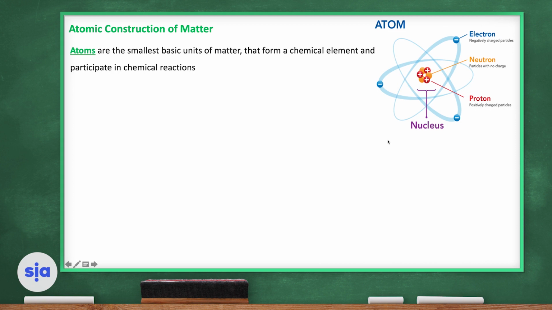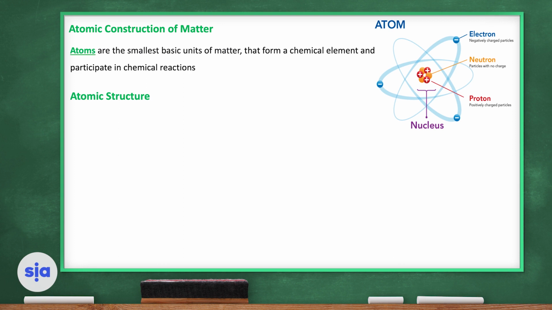What do you know about atoms? Atoms are the smallest units of matter. Are they smaller than molecules or larger than molecules? Of course, they are smaller than the molecule. They are the smallest basic units of matter, even smaller than molecules. They form a chemical element that can participate in chemical reactions.